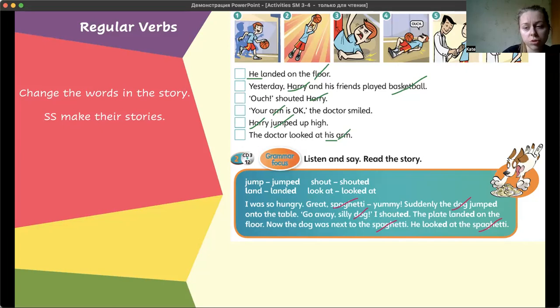Yeah, and then, I'm sorry, do they tell? Yeah, so they do not read the stories. No. They take their books, but they don't write in their books. So they just cross the words, and they come to a student and say, I was so hungry, great, fruit salad, yummy. Suddenly the tiger jumped onto the table, and so on. When they finish this story, they say bye-bye, they go to another partner and they speak about, I know, biscuits and giraffe. Yes? Okay, got it.